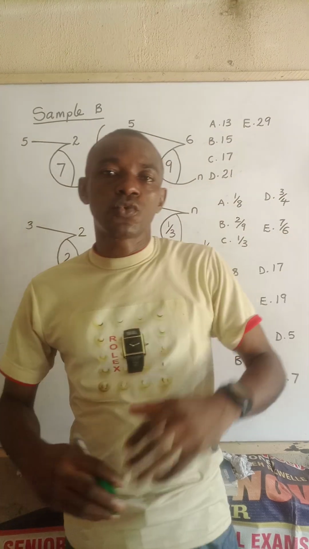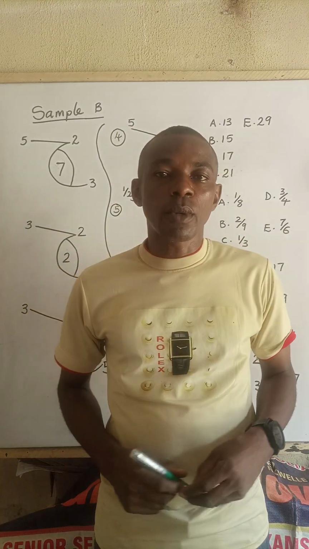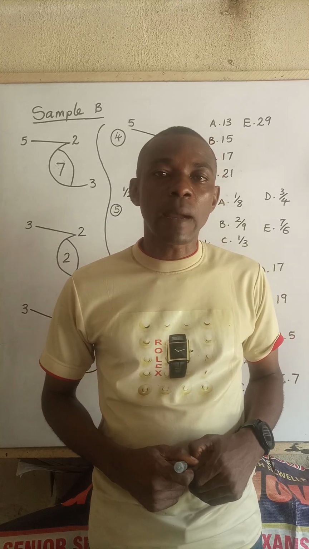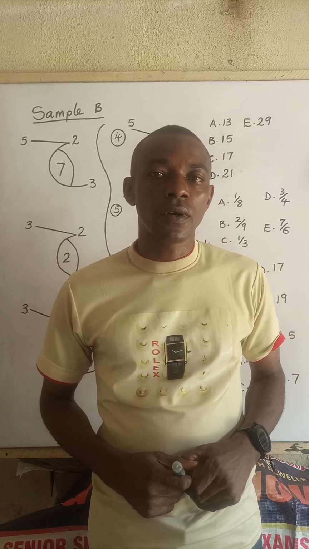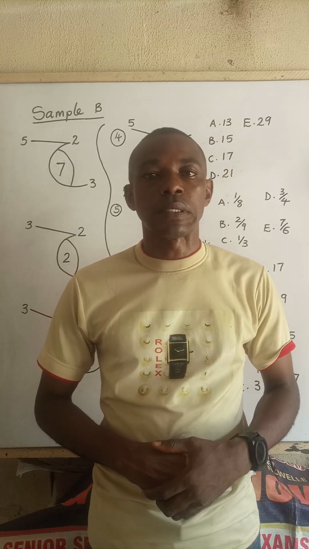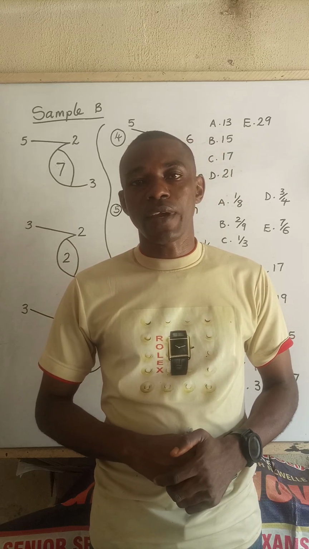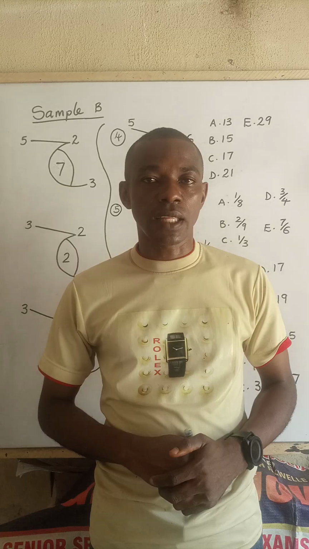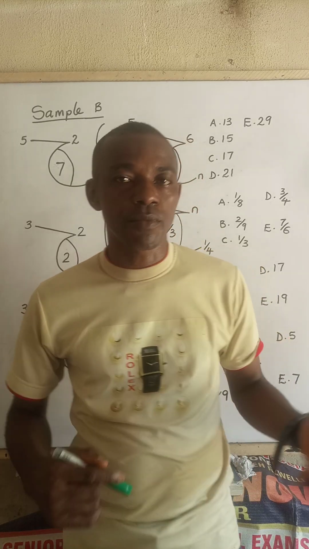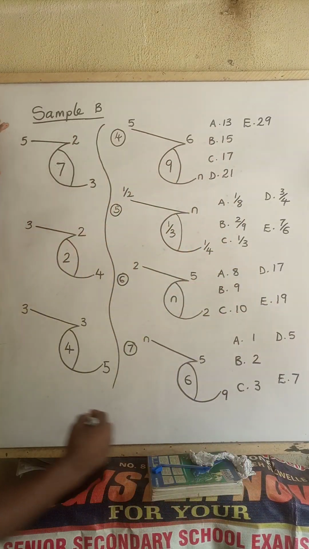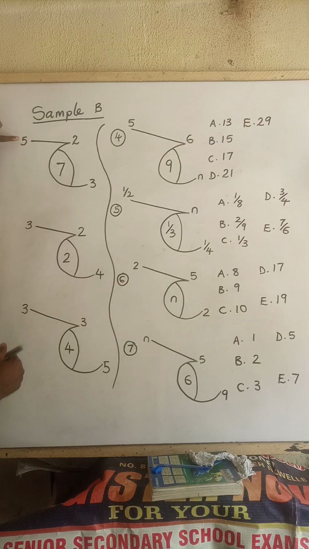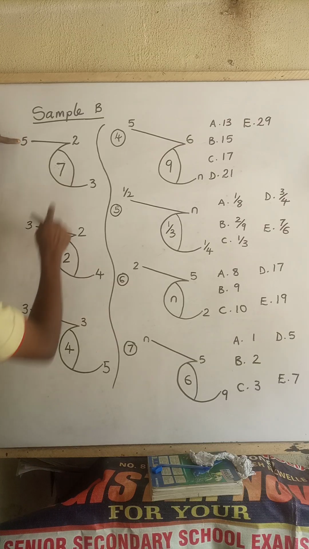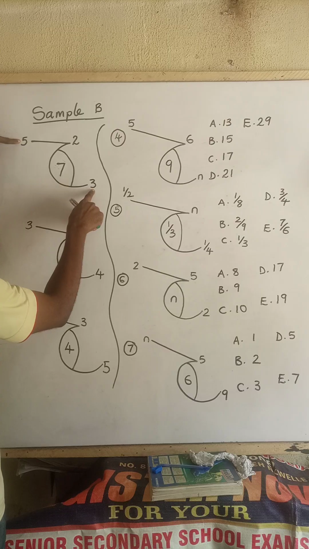This is 2025 National Common Entrance Examination past question for primary pupils. So the subject that we have is quantitative reasoning. So we are going to start with sample B. And in sample B, what they did here is very simple. If 5 is not given, you will do 7 plus 3.